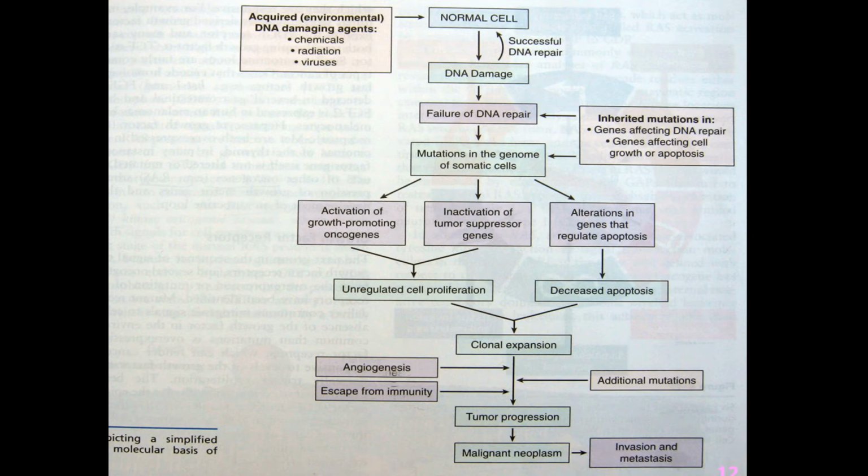And that's why the unlimited proliferation of this clone of the cell occurs, and this expansion is called clonal expansion. All these steps are called the stage of initiation. The normal somatic cell becomes transformed into the mutated cell.